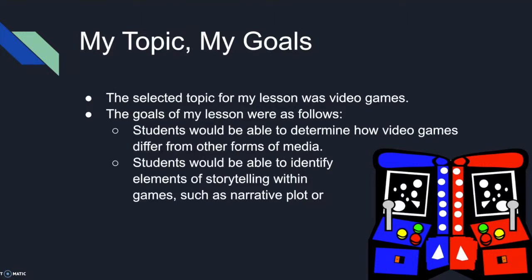Once I had the topic, coming up with goals was rather simpler. I would just tie video games to storytelling and narrative elements that the students already learned in class. And that'd be done by having students identify elements of storytelling within games, such as narrative plot or characters, and to tie it in with the media unit, they just need to determine how video games differ from other forms of media.